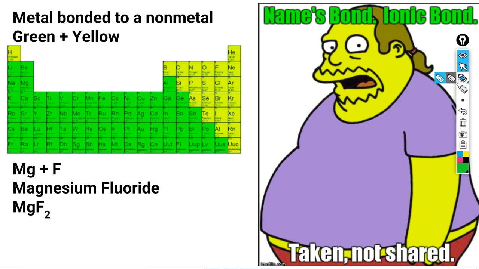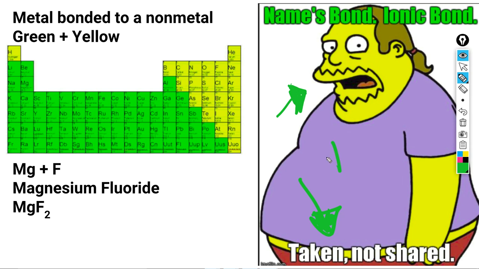Looking at our Simpsons guy over here, somebody probably knows his name. I have no idea. But names bond, ionic bond, taken, not shared. Remember that ionic compounds take the electron, forming ions, and that's a very strong bond. We did a lab confirming that: the ionic compound didn't melt when heated, and the covalent compound did.